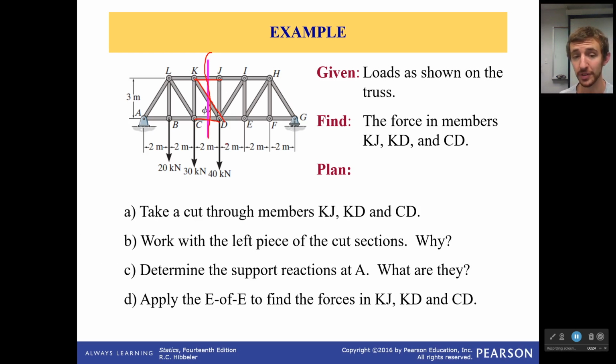Well, take a cut through the members. You can work with the left or the right side. I would say either one will work. Then determine the support reactions and apply your equations of equilibrium to solve. As a note, you don't have to cut it before you can solve for those support reactions. You can do that from the very beginning if you wish. You don't have to, but you can.